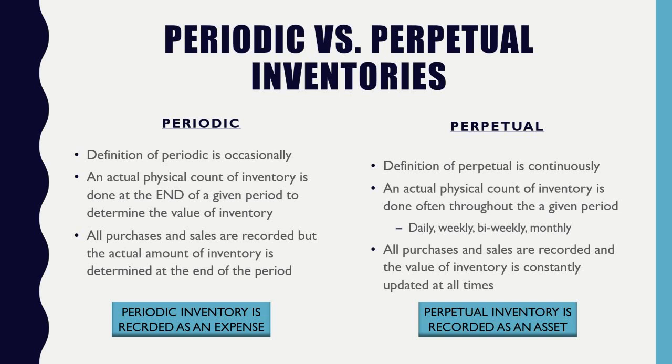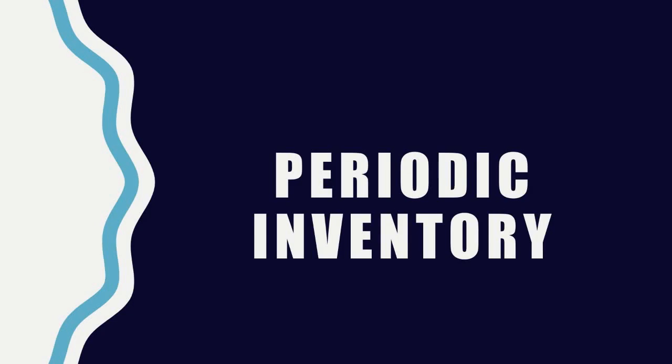Okay? So that means for this exam, I need you to know that there are two tracking methods and what the differences are. However, in chapters 5 and 6, we're going to be dealing with periodic purchases and periodic sales. So let's go ahead and dive right into periodic inventory.